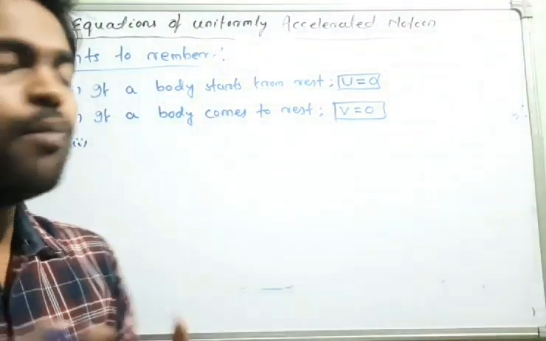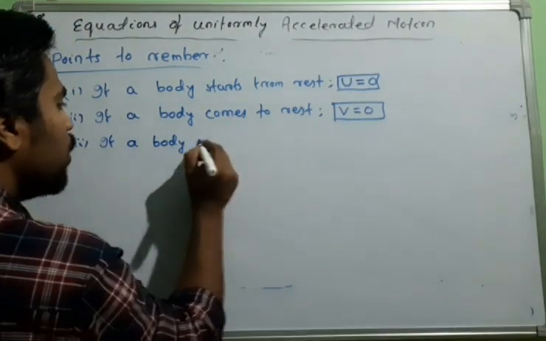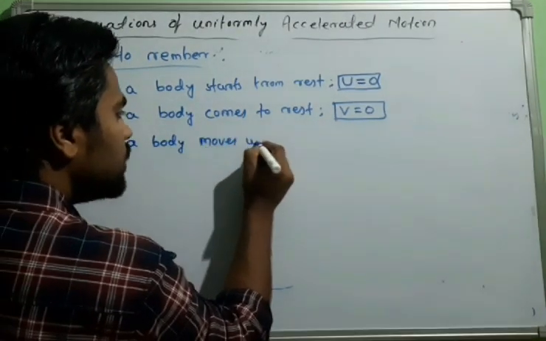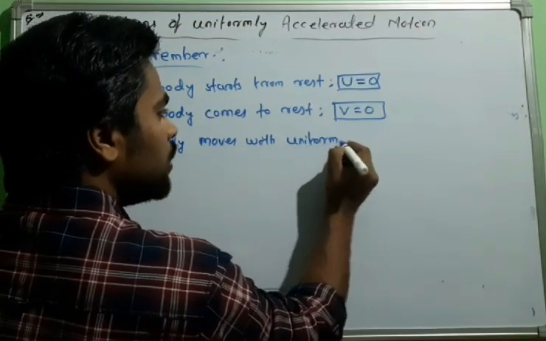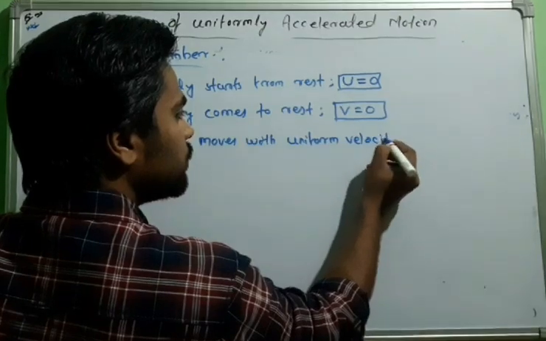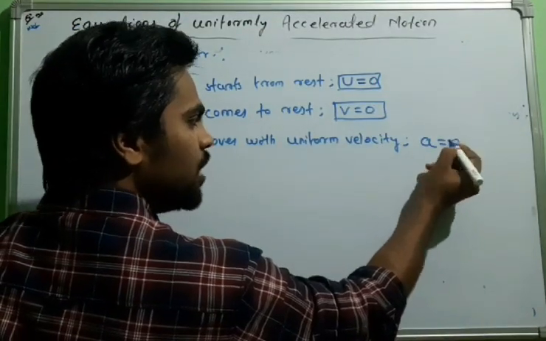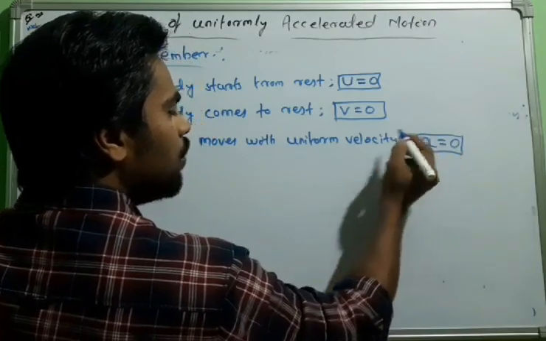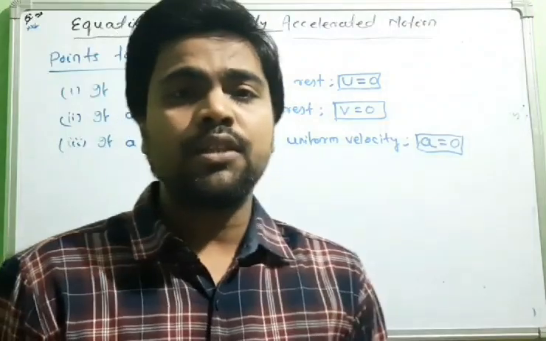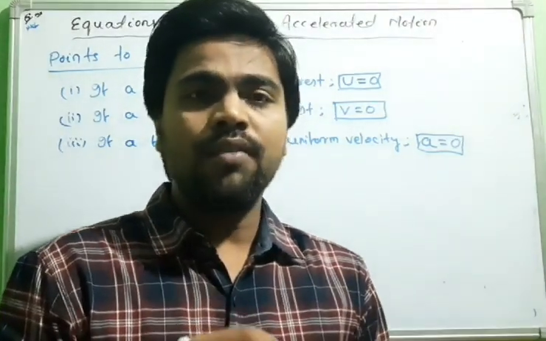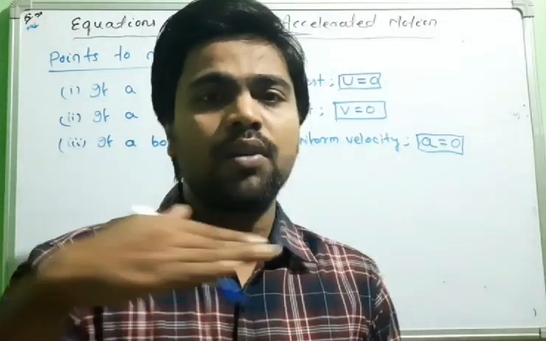Write down: if a body moves with uniform velocity, then at that time acceleration is how much? 0. Very, very important. I already discussed this. Uniform velocity means the body's velocity is not increasing or decreasing. That means it is constant, moving with constant velocity.